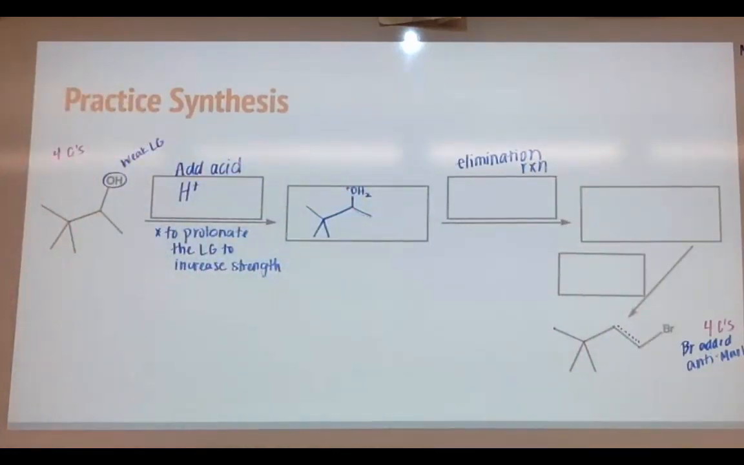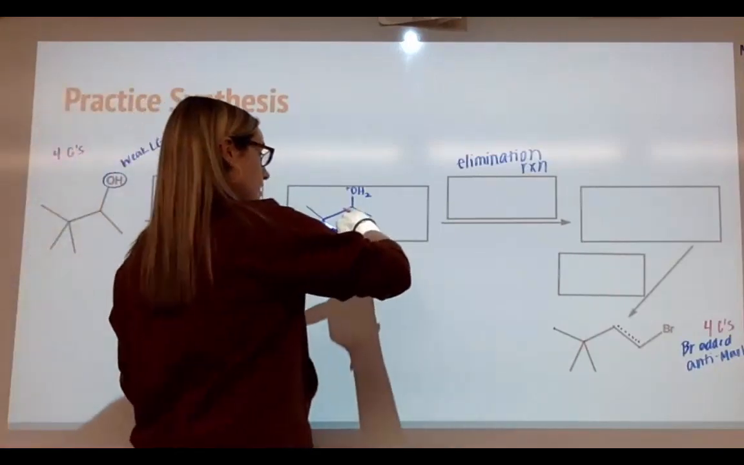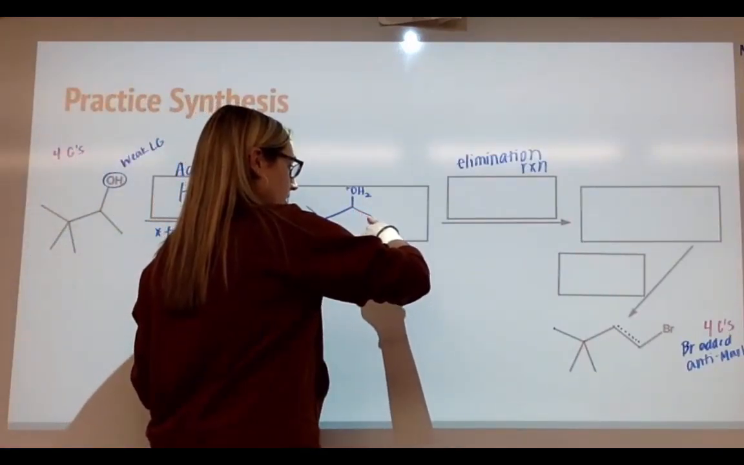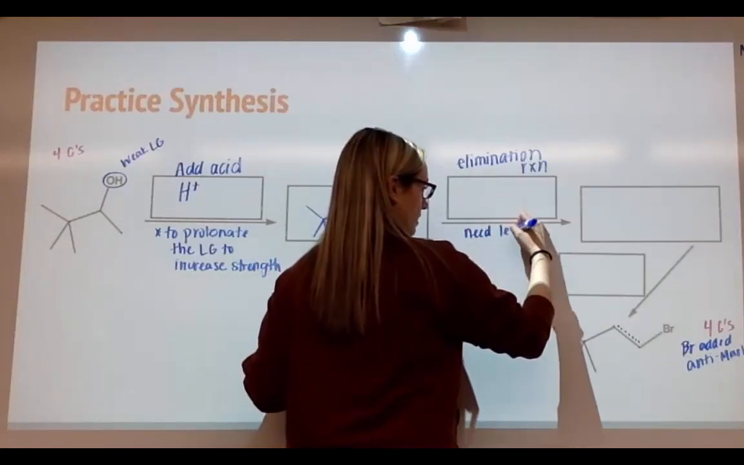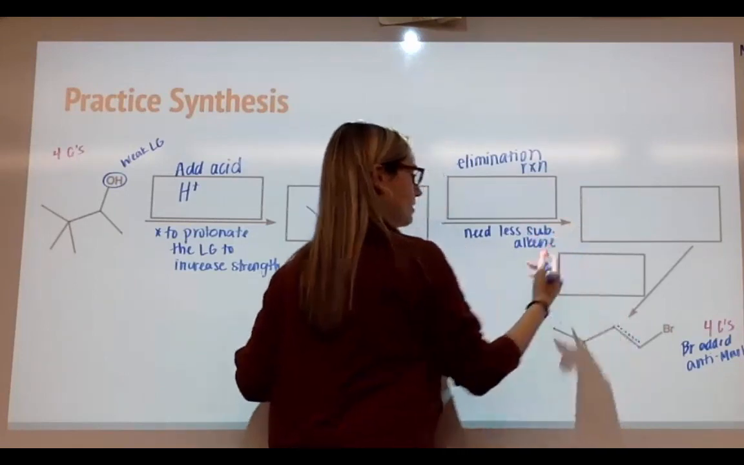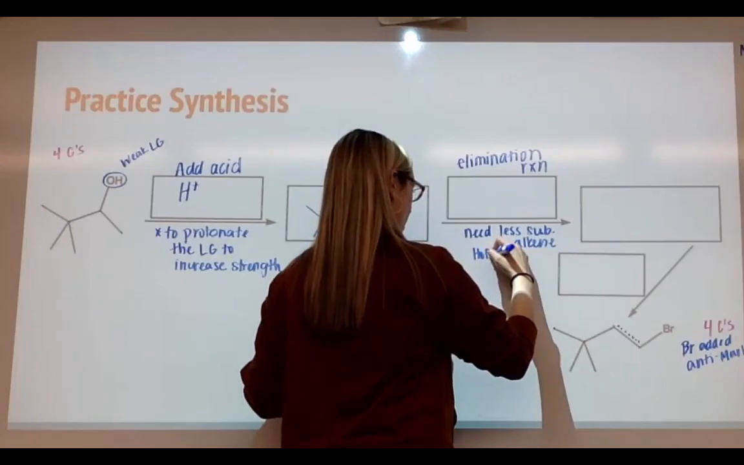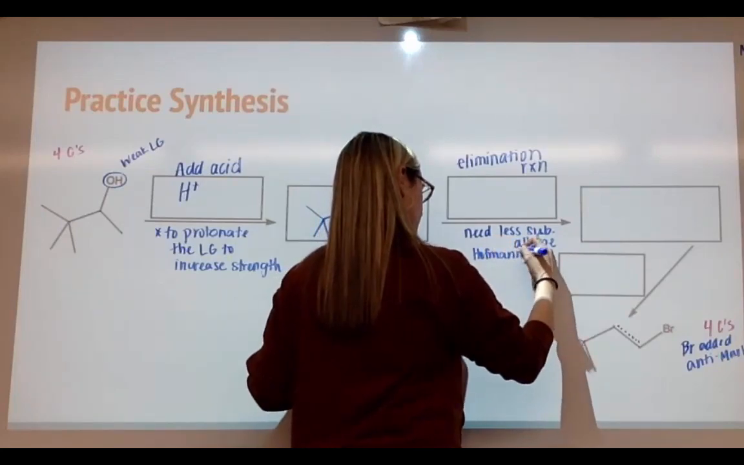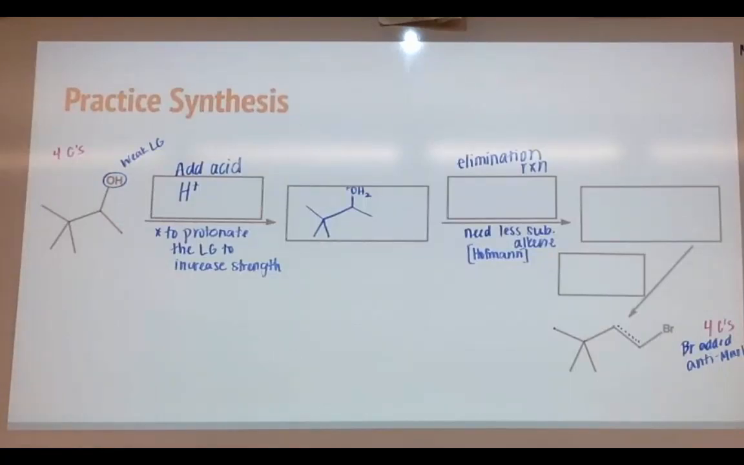Now look at where that double bond needs to form. Are we forming the more substituted or the less substituted alkene? Less, right? Putting it here is the less substituted. So we need a less substituted alkene. What product is that called? Hoffman. The less substituted alkene is a Hoffman product.